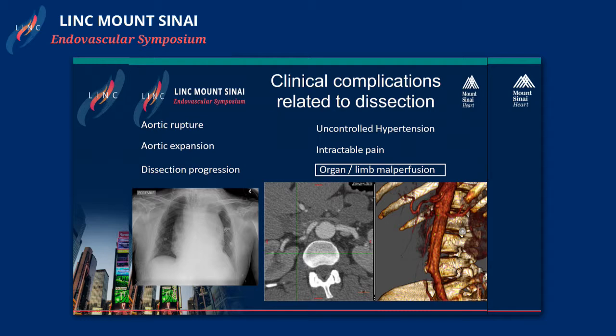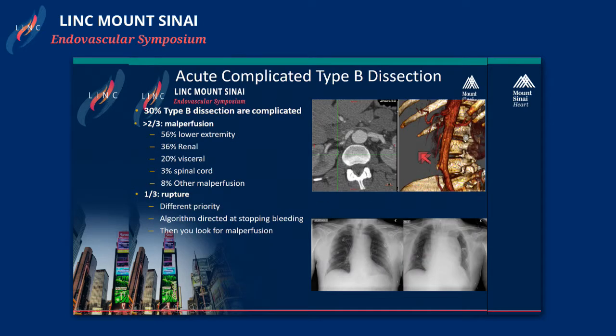The clinical complications related to dissections are broad. Of course, you can have anything from aortic rupture to organ or limb malperfusion. When looking at type B dissections, about 30% are complicated. About two-thirds have malperfusion, and about one-third can present with rupture.